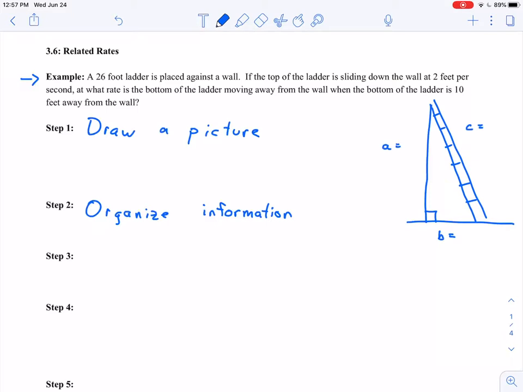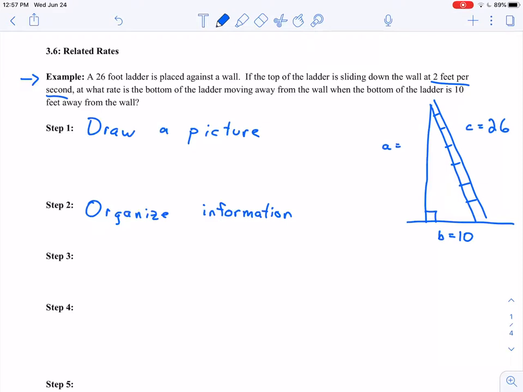So let's see, what do we know? We know that the ladder is 26 feet long. So the hypotenuse, that's the ladder, C is equal to 26. It says if the top of the ladder is sliding down the wall at 2 feet per second. I'm going to come back to this 2 feet per second in just a little bit. I want to cover some other stuff first, because the way we handle this is just a little bit different. We want to know at what rate is the bottom of the ladder moving away from the wall when the bottom of the ladder is 10 feet from the wall. So the bottom of the ladder, B, that's 10 feet from the wall, okay?